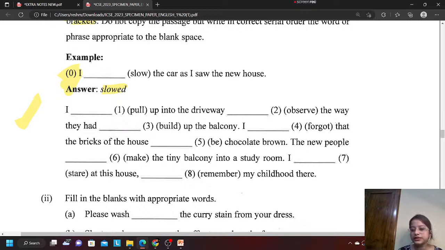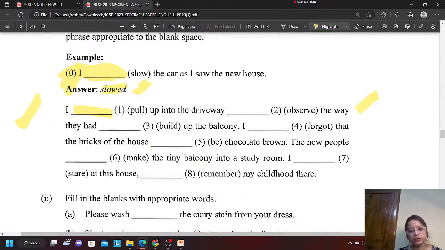Reading the first sentence, we are getting an idea that somebody came into the driveway, and he saw something, and somebody had built something up the balcony. Okay, so tell me the first answer now. I dash. Because this is past tense, I slowed the car. We get this idea that when this person came to this place, that is already past. So the first one, I dash up into the driveway, will be I pulled up into the driveway.